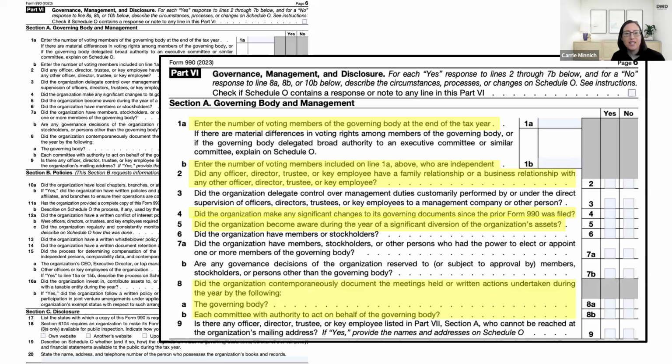But moving on. Number 8 asks if you kept minutes. They're asking if you kept written minutes for board meetings and then also for each committee. So hopefully everyone does that. If not, that might be something to start doing because the IRS is asking you if you are keeping those minutes for both board meetings and also committee meetings.